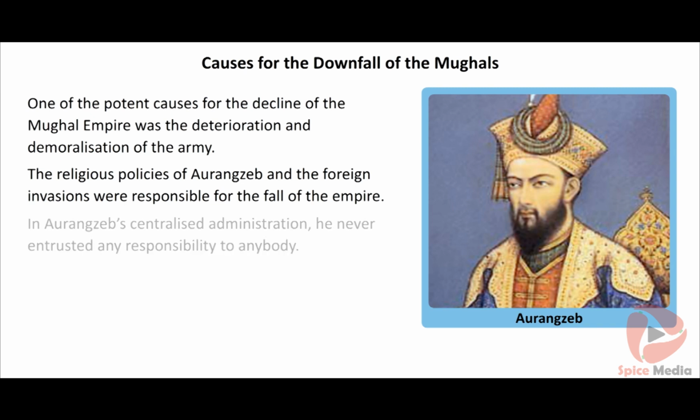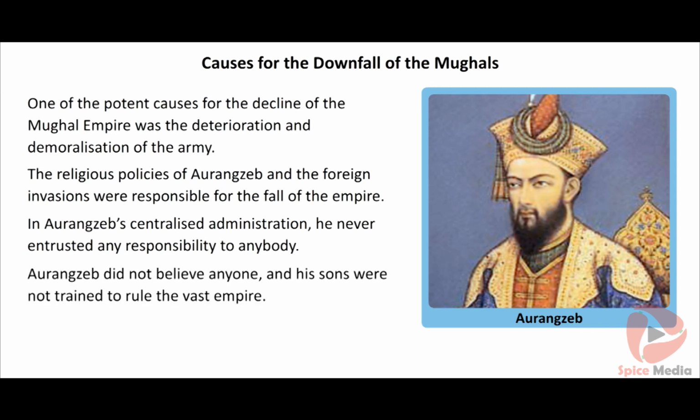In Aurangazeb's centralized administration, he never entrusted any responsibility to anybody. He did not believe anyone, and his sons were not trained to rule the vast empire. As a result, the provincial governors declared independence after Aurangazeb's death.